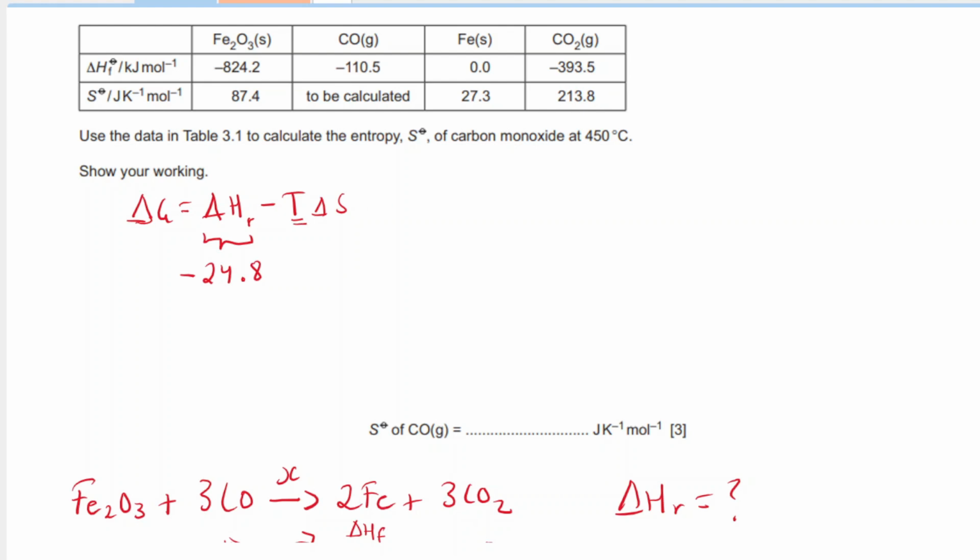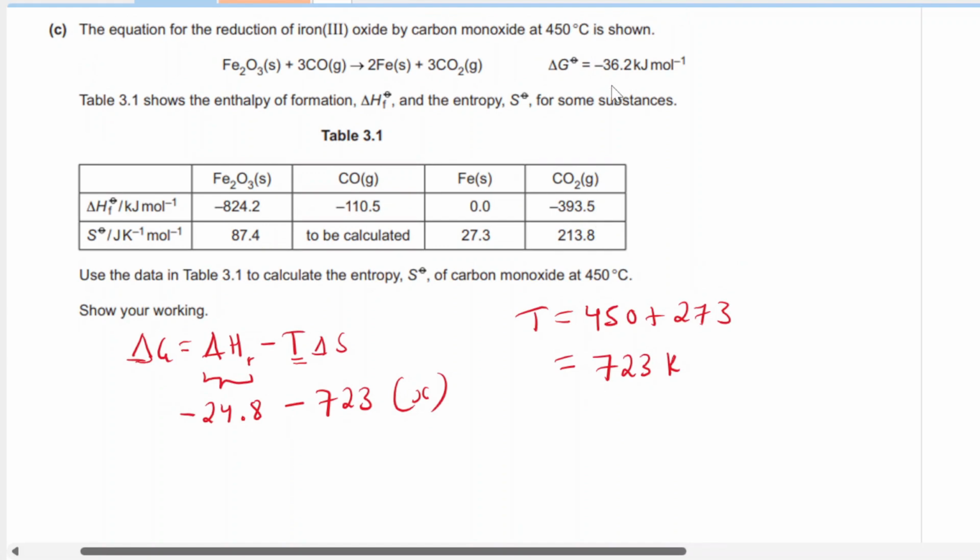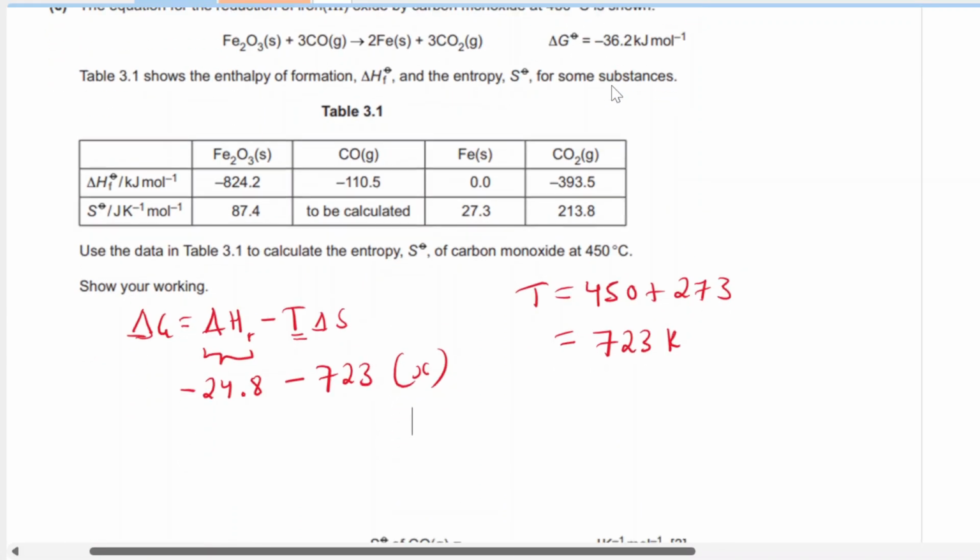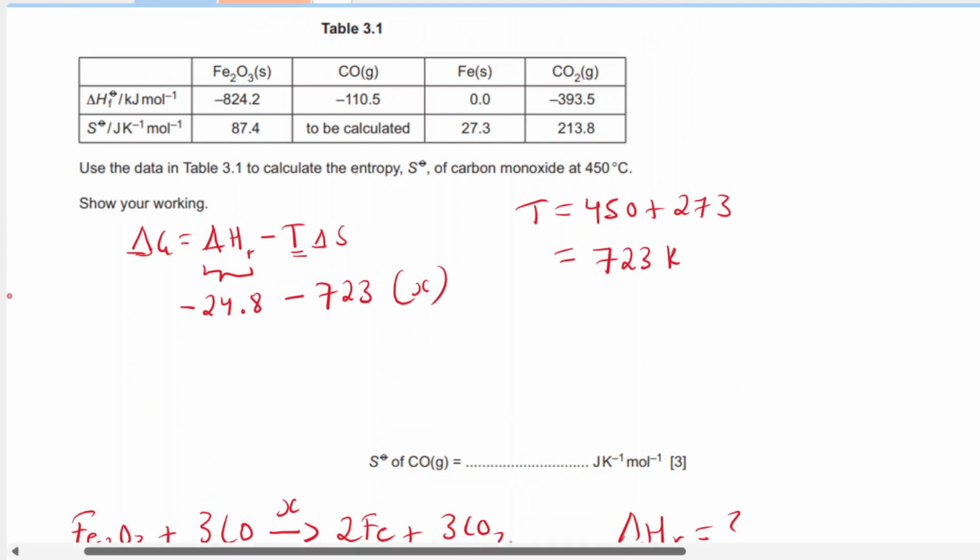What will be the temperature value? The temperature value will be the degree centigrade one, 450 plus 273, and you get your answer as 723 Kelvin. So this is the value that we will be using for our T. So ΔG equals ΔH minus 723, and let's say ΔS is X. And how much is our ΔG? ΔG has been given as negative 36.2. So we get this one as negative 36.2.